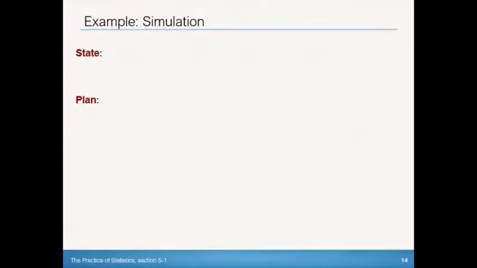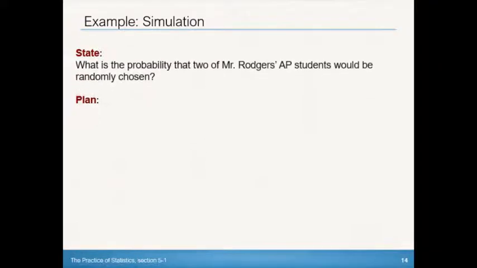So we're going to use, again, this 4-step process. So the state, we want to say, okay, what is it that we're trying to calculate? We're trying to calculate the probability that 2 of his students would have been picked for this lottery, right? So what's the probability of that happening? So something like, what's the probability that 2 of Mr. Rogers' AP students would have been randomly chosen out of the 95, right? So there's 28 of his students. So what's the likelihood that 2 of his 28 would be chosen out of the 95 total students?